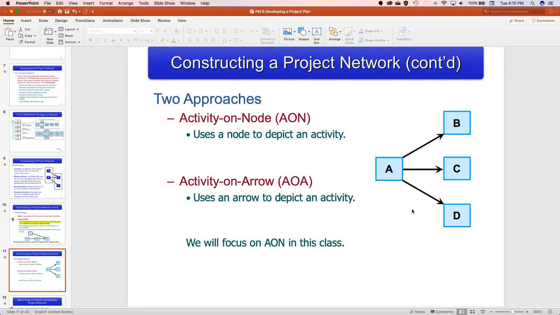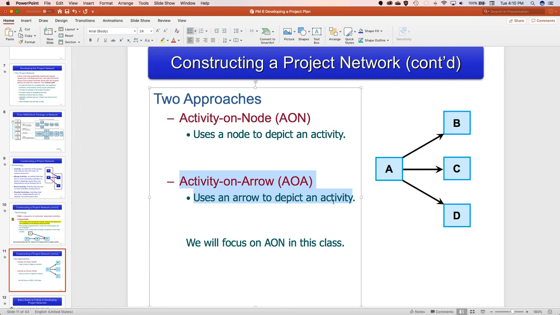All right. Now, there's two approaches to this. There's called activity on node and activity on arrow. The nodes are the squares. The arrows, of course, are the arrows. And so with that in mind, we're going to focus on this one to the exclusion of the activity on arrow.